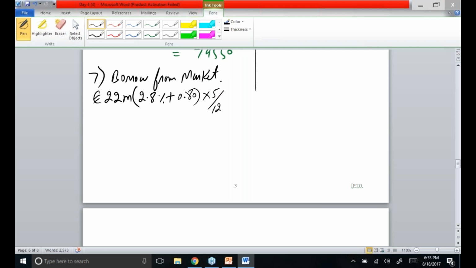That will be 22 million into, your cost will be 330,000 and loss on future is 79,550 and your final cost will be 409,550.